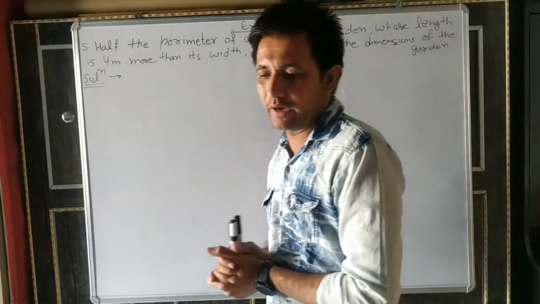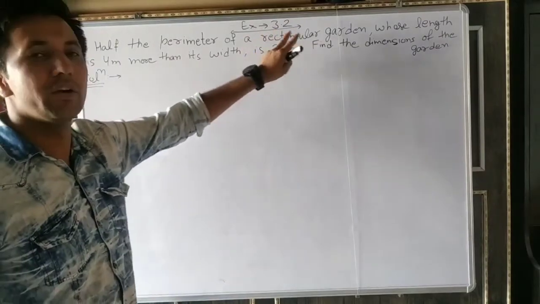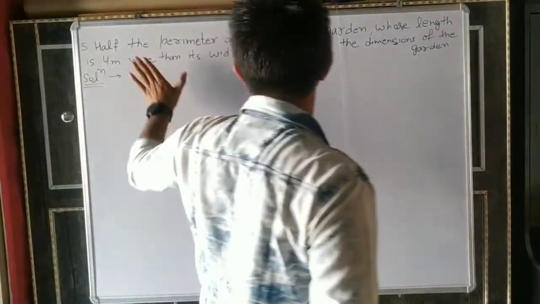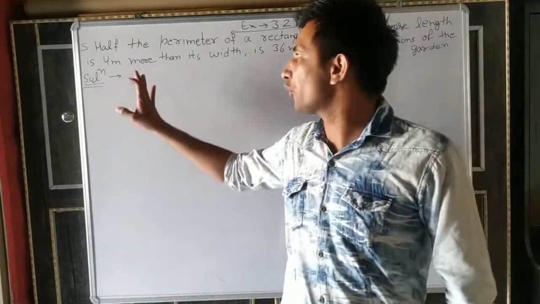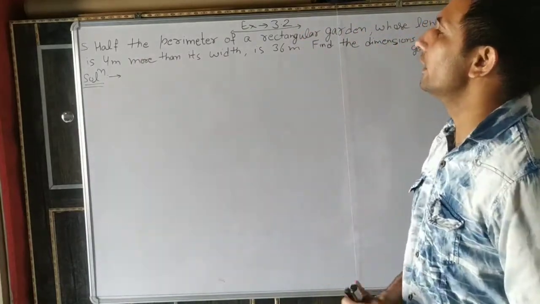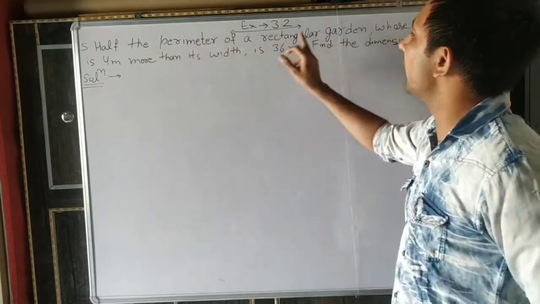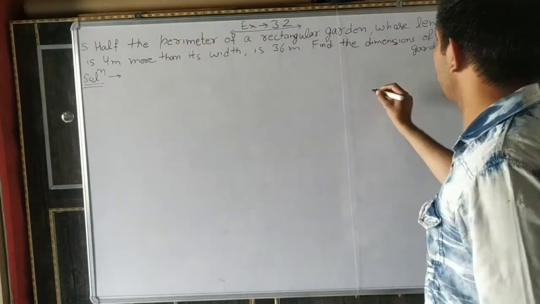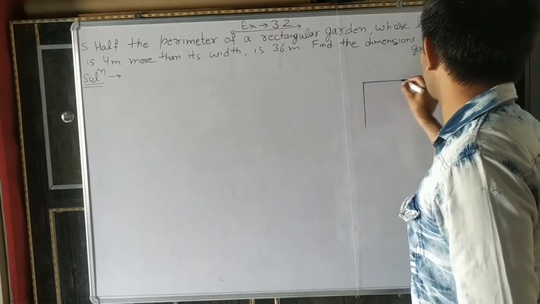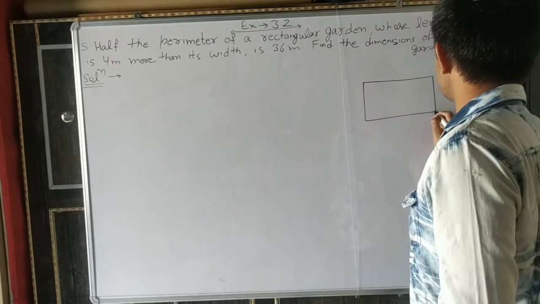Yesterday, we already finished up to question number 4 of exercise 3.2. Today, we are going to start question number 5, exercise 3.2. Read the statement: half the perimeter of a rectangle. So, a rectangle is given.